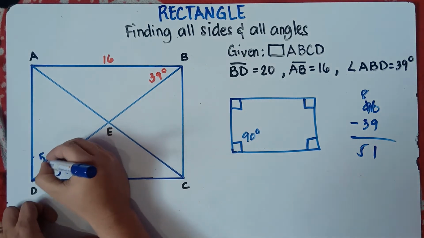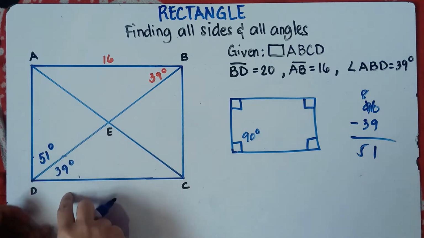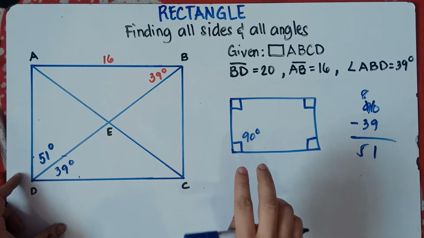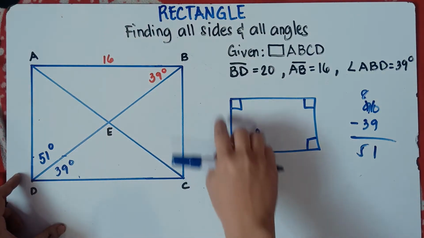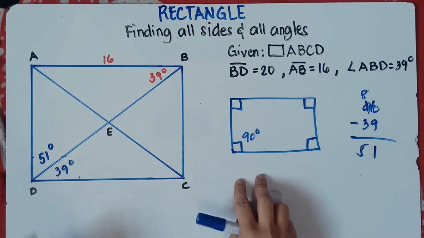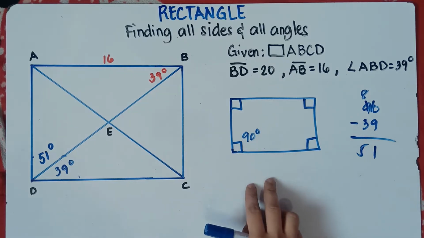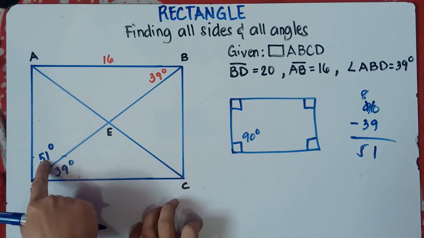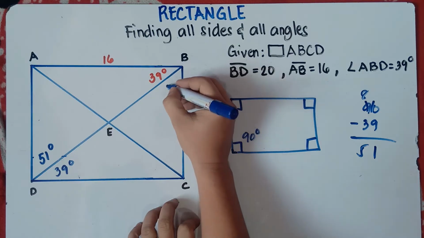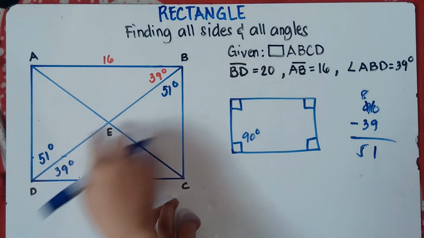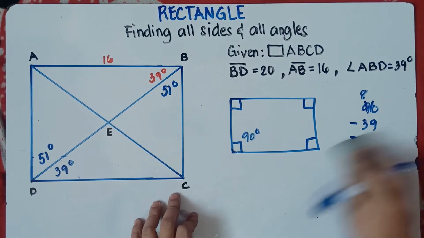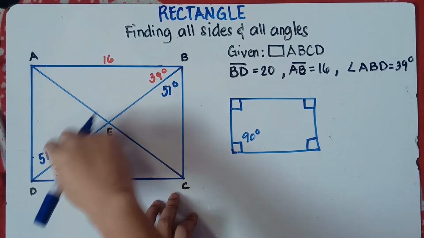Why is that, sir? Because this angle D should be 90 degrees, since the properties of a rectangle say it has 4 right angles, and right angles are exactly 90 degrees. So if this is 39, this will be 51, because 51 plus 39 is 90. Now, if this is 51 degrees, this is also 51 degrees. Why is that, sir? Alternate interior angles are congruent. So we're done with these 2 angles and the 2 angles right here.